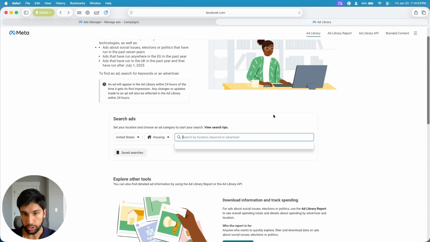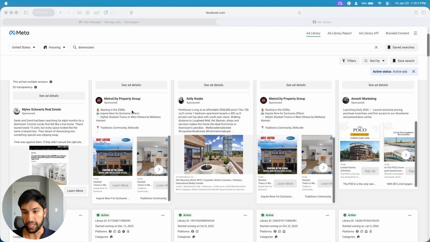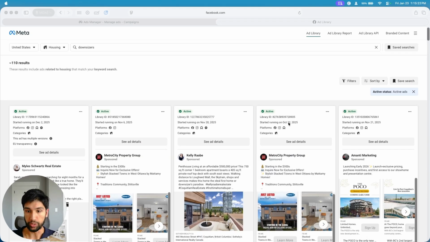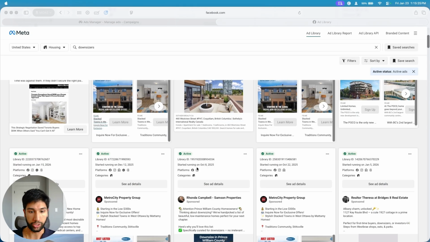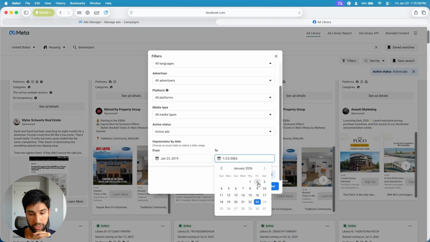Let's just say you want to focus on a specific niche. Let's just say downsizers, right? You can see here, there's a bunch of different ads. And so these are ads that are currently running right now. You can see this started running on October, November, January. If you go here to the top, you can go filter, and you probably want ads that have been running for at least a week or two.